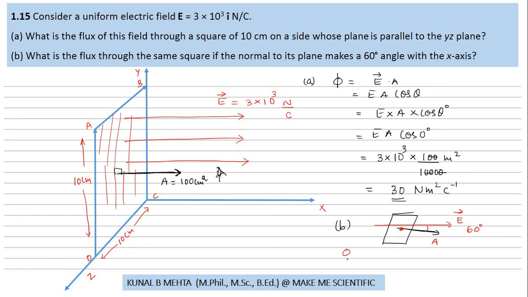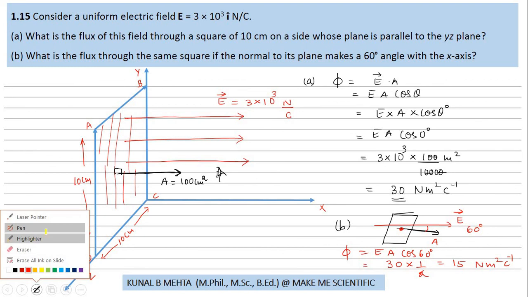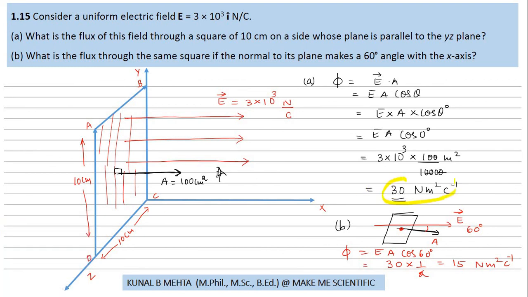So if I calculate the flux now, it is EA cos 60 degrees, and cos 60 is half, and the EA value we have already found out. So our answer is 15 Newton meter square Coulomb raised to minus 1. So hopefully guys, you have understood the problem. This is our first answer and this is our second answer, guys.